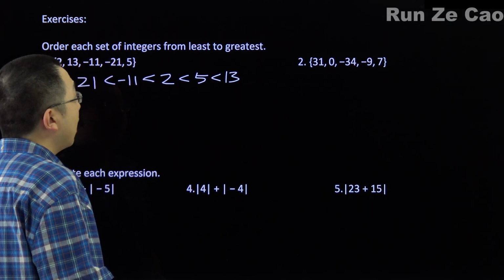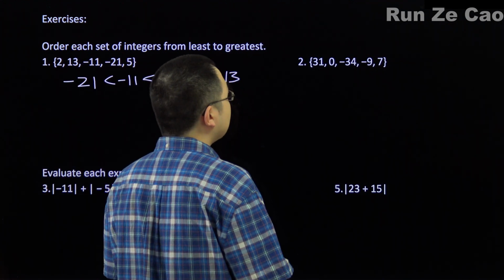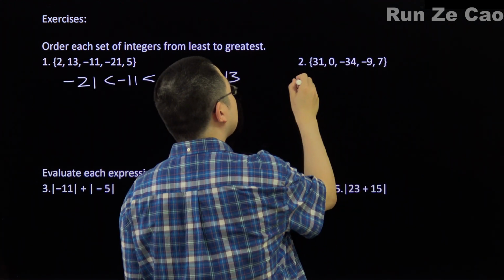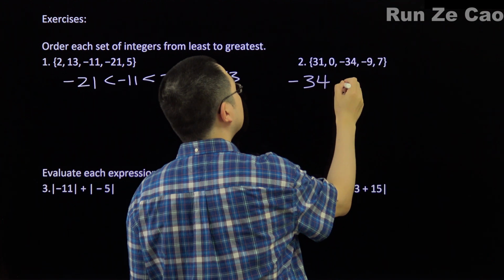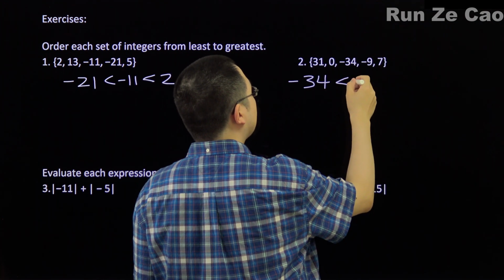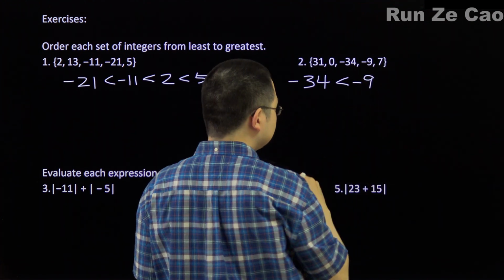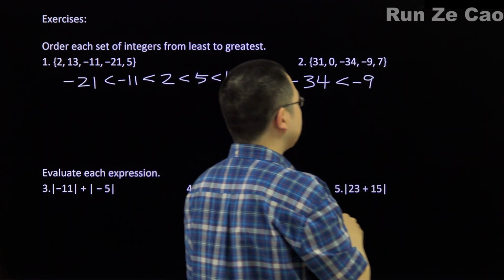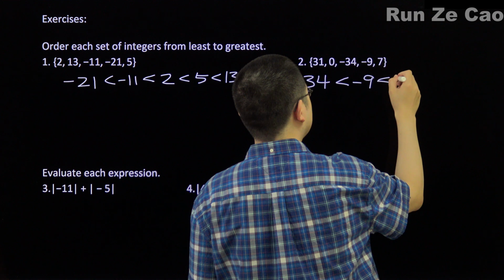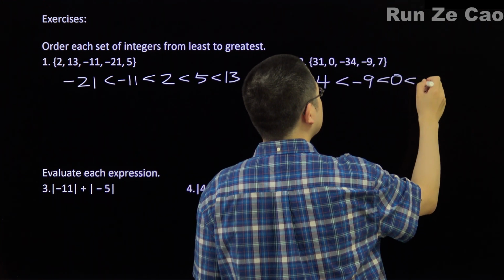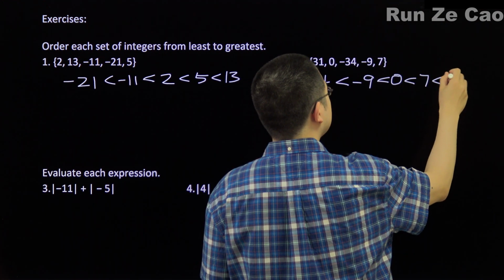So, 31, 0, -34, -9, and 7. We start at the most negative, -34. So that's less than the less negative number, which is more positive, which is less than 0, which is less than 7, which is less than 31.